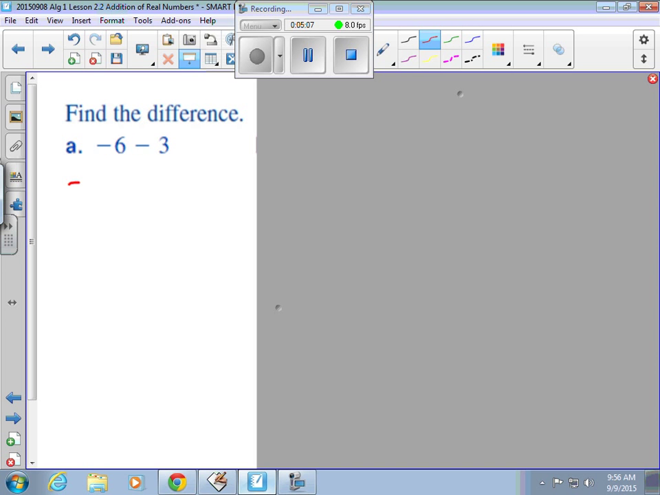So we had negative 6. We're making it plus a negative 3. And we're treating it just like yesterday. Now it's addition. Same sign. Both of them are negative. So you add 6 plus 3 and you get 9. And you keep the common sign, negative 9.